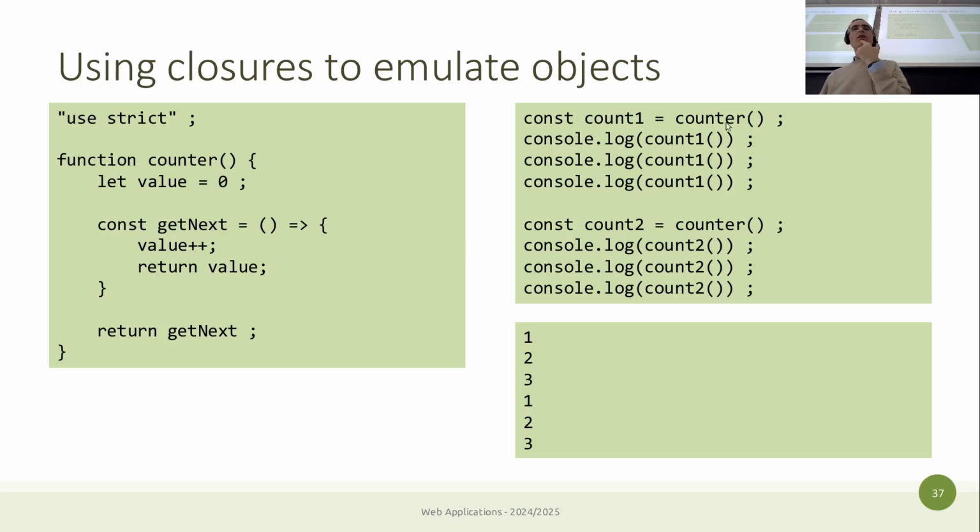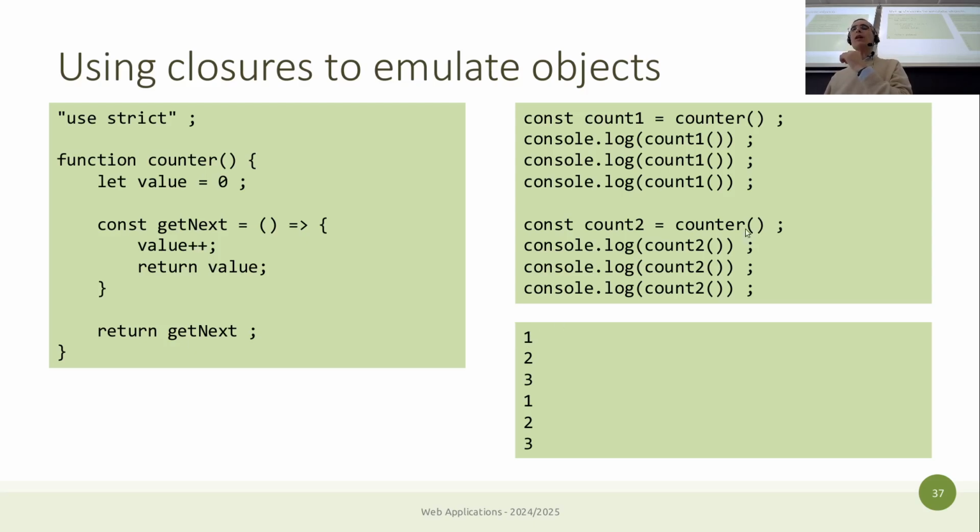The first time you executed the counter, you got the reference to the getNext, and the getNext has visibility on a value which is 0. Then you call it once, you do 0 plus plus, it becomes 1, and you return 1. Again and again, 2, 3, and so on.